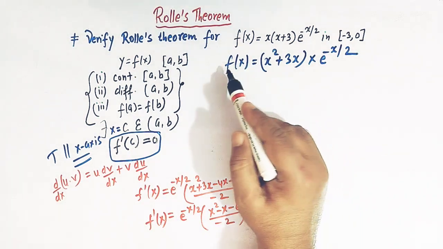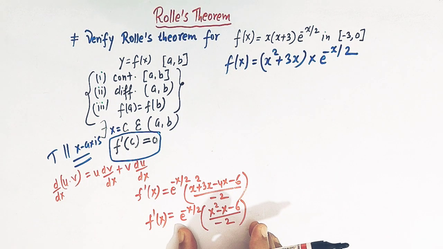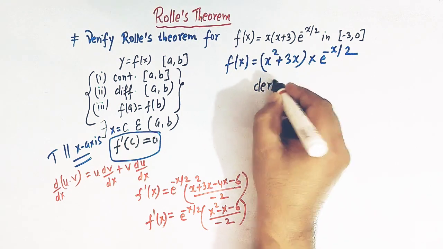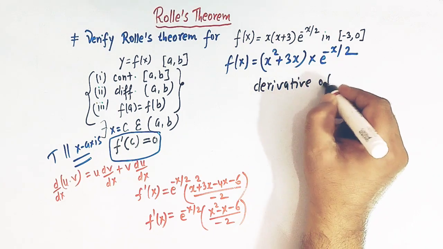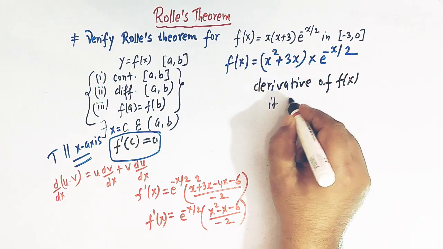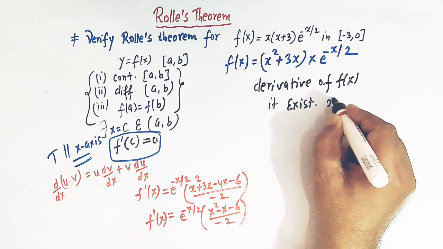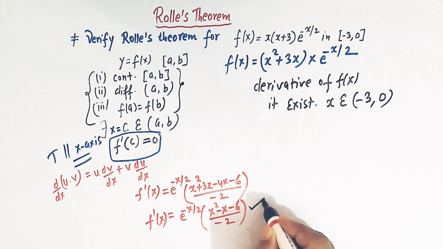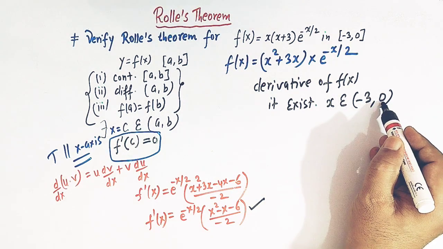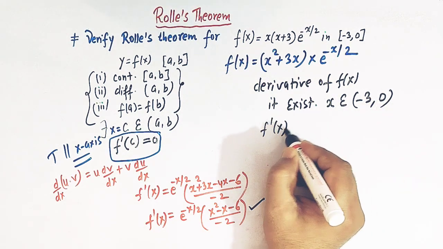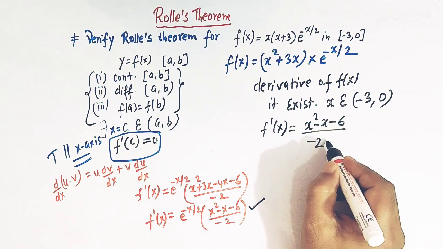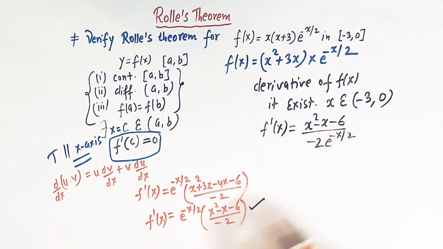So now the derivative of this function f of x is given by this expression, right? And we can see that the derivative of f of x exists for all values of x belonging to the open interval minus 3 comma 0, right? So this derivative exists in this interval, right? Now f prime of x can be written as x square minus x minus 6 over minus 2 times e raised to minus x over 2, right?